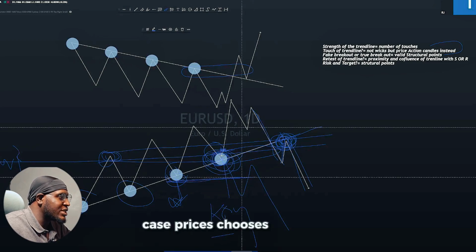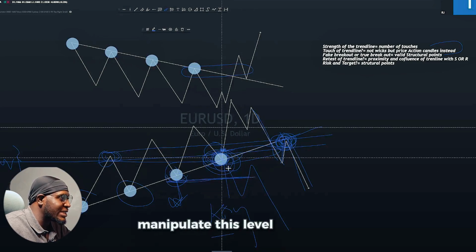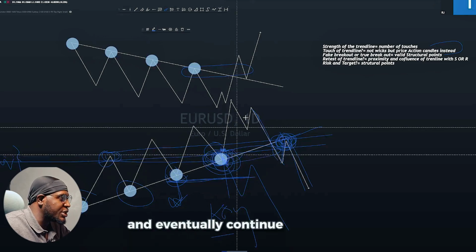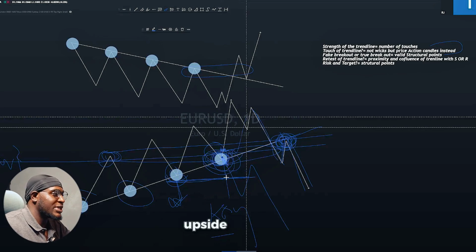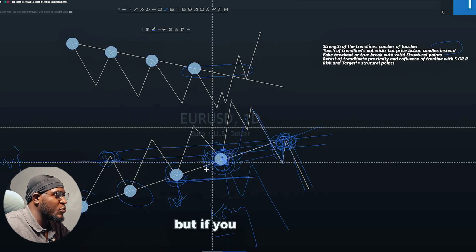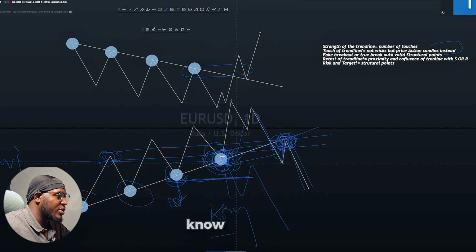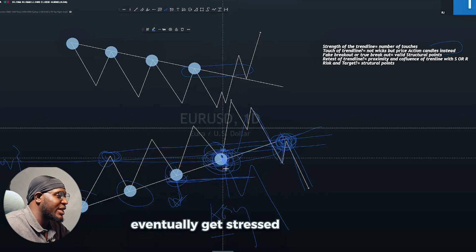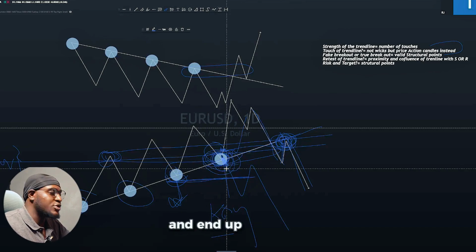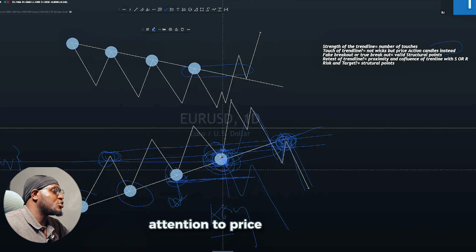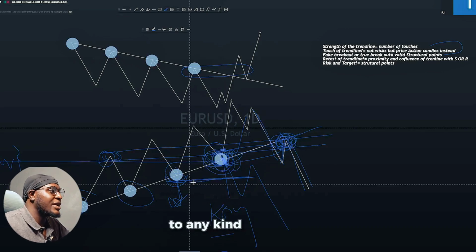So just in case prices chooses to manipulate this level and create a false breakout, we would still be in the trade and eventually continue to take the trade to the upside and not hit our stop loss. But if you put your stop loss directly under here, then you're going to keep hitting stop losses, and you then eventually get stressed out, leave the trade, and end up jumping out of the trade. Okay, so we want to pay more attention to price action when it comes to any kind of level.